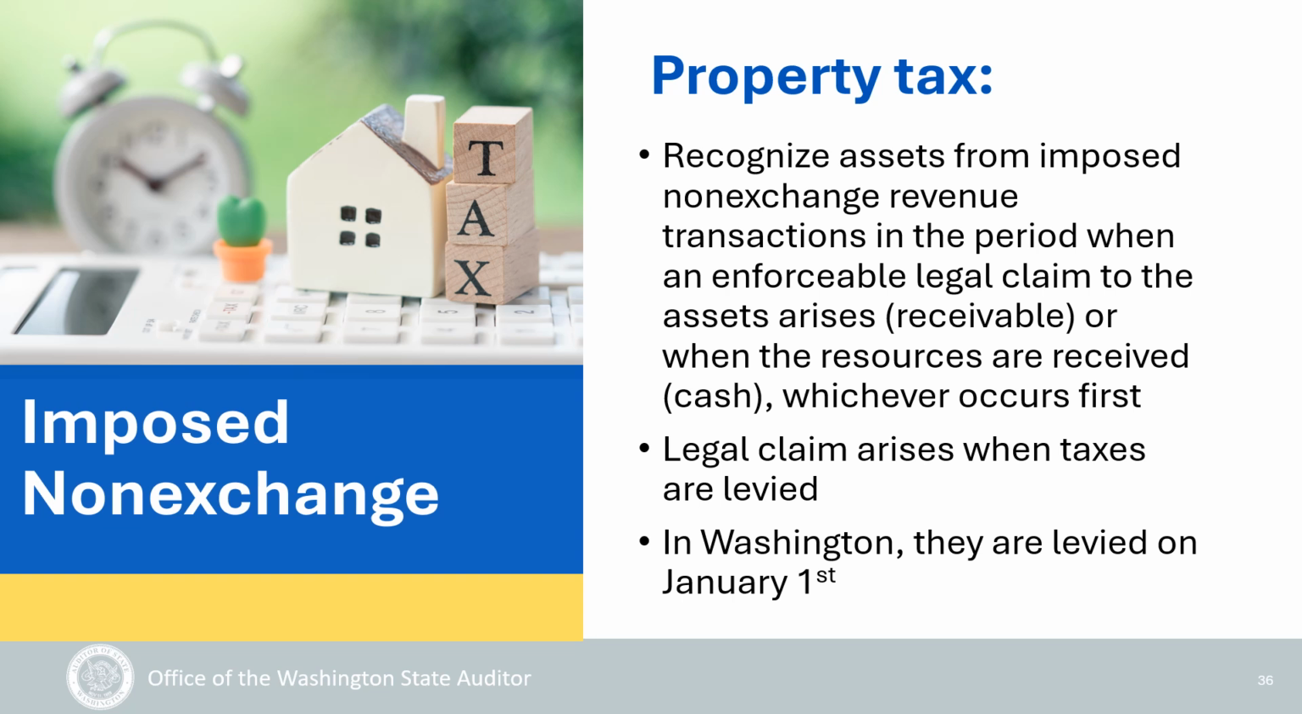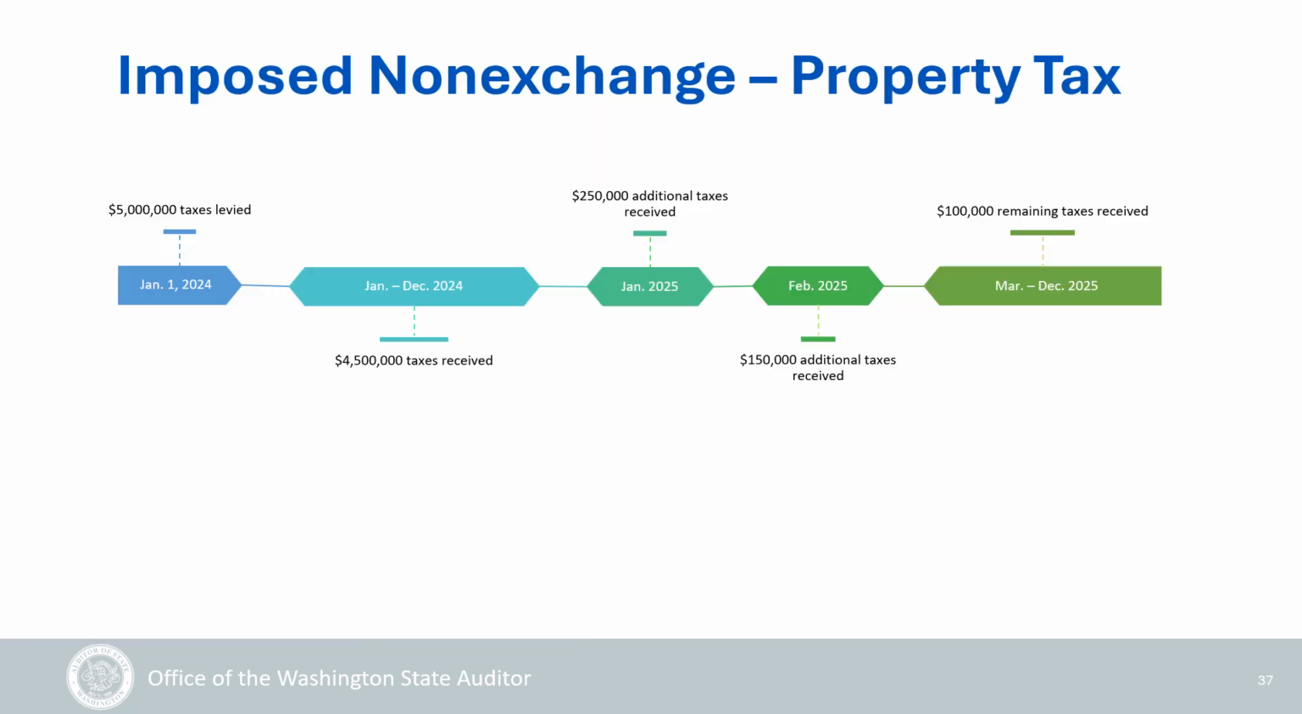So let's look at an example for property taxes. Let's say the government levied $5 million in property taxes. Throughout the year, they collect $4.5 million. In January the next year, they receive $250,000, and in February, $150,000, and the remaining amount in March through December of the next year. For full accrual, all of the revenue is reported when taxes are levied. That means all $5 million is revenue in full accrual.